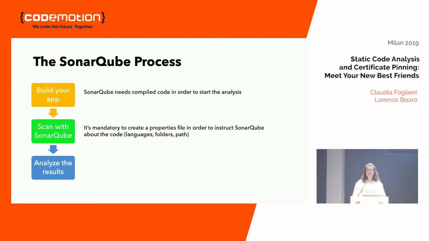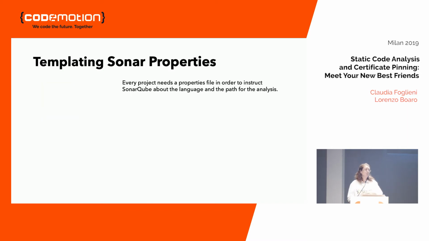The first one is the application build, in order to have all the classes compiled on which to perform the analysis. The second one is the scan of the application code, indicating the folder and the language used to allow SonarCube to perform a complete scan. The last one is the analysis of the results, prioritizing the most relevant reports and using the filters made available by SonarCube to plan the resolution. The first step is very simple. For the other two, we have some tips for you.